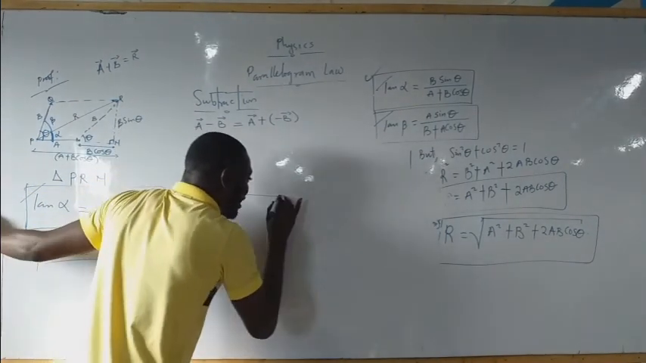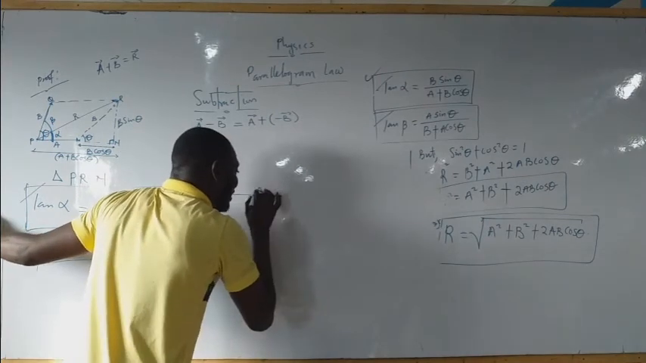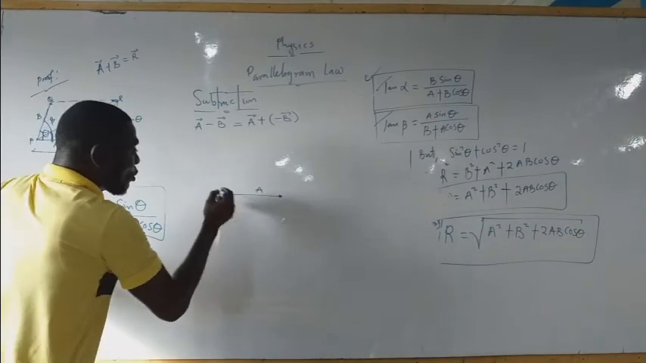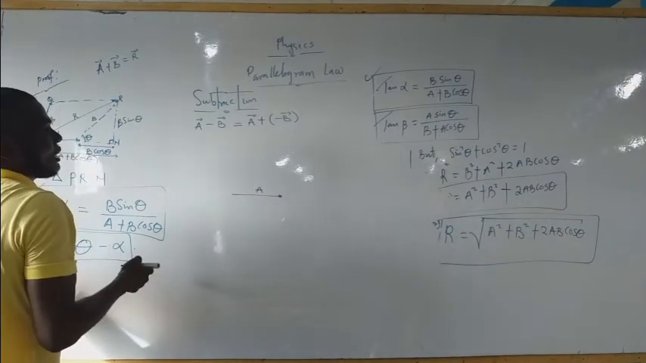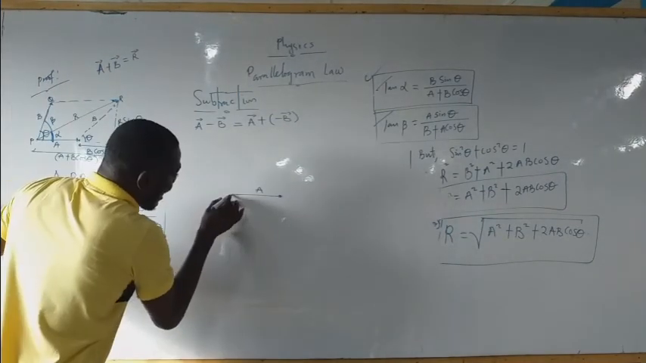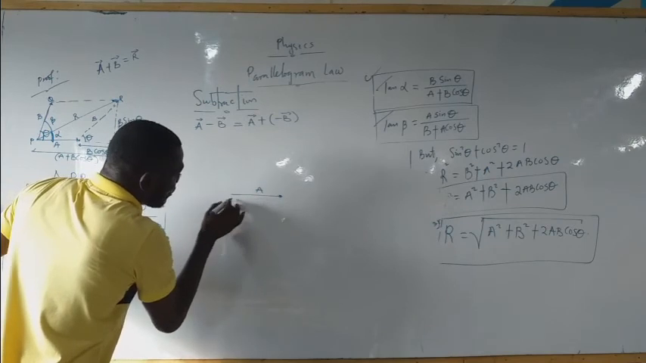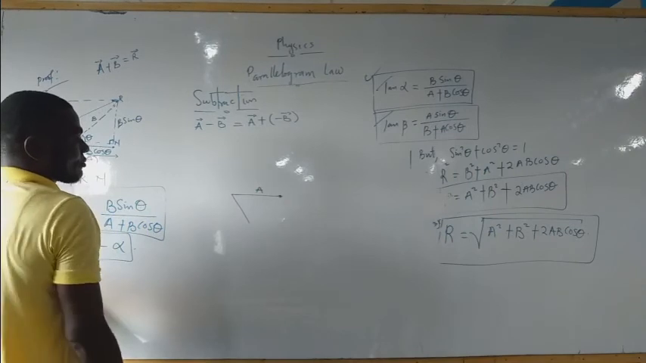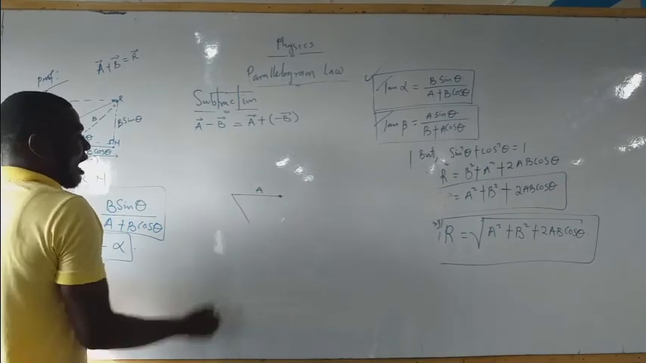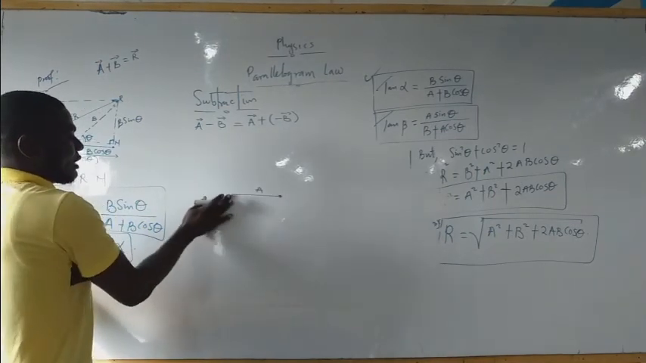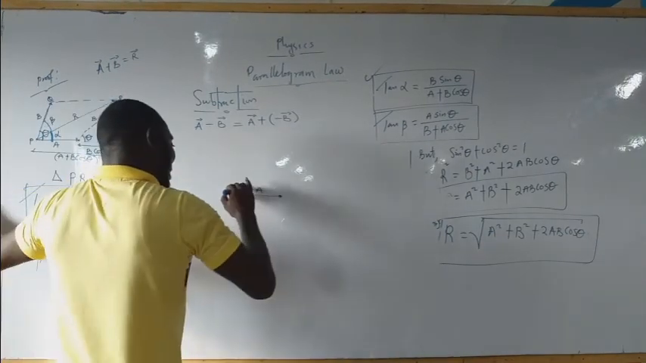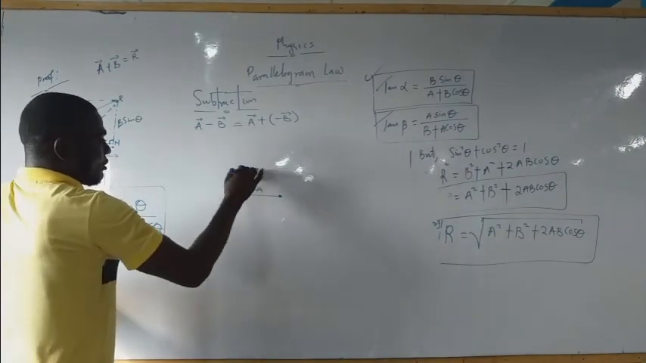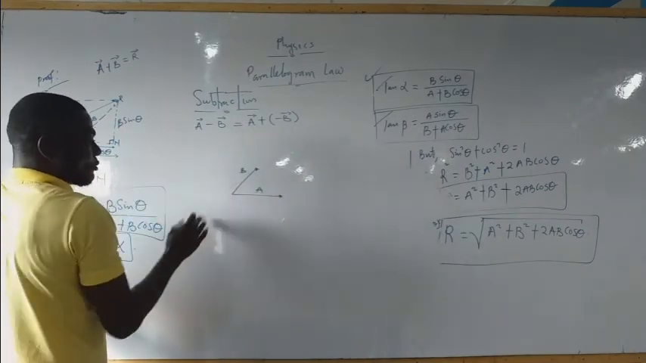This will be vector A. What about vector B? This will be vector B, but because it's negative, it will be like this, between them. We can't have it this way, because normally it should be like this: A, and this will be B. Because it's positive, we have it this way.